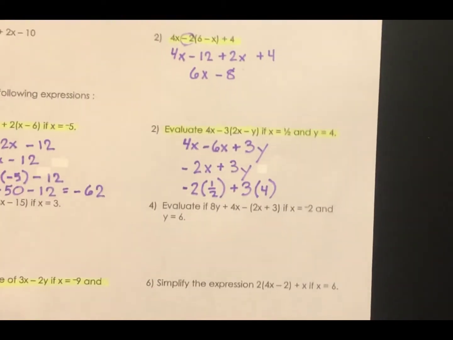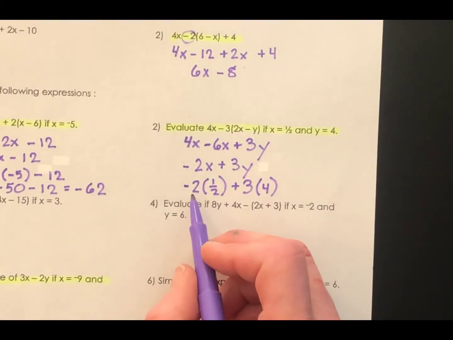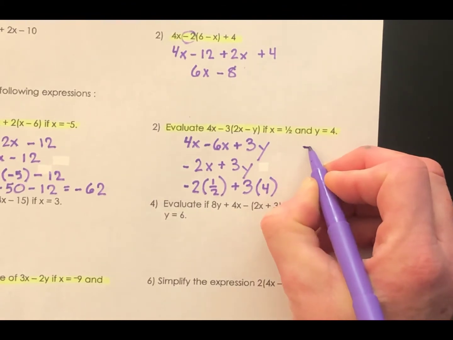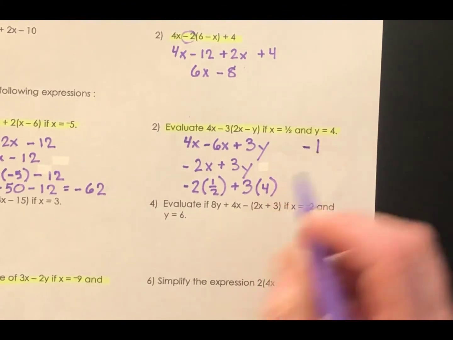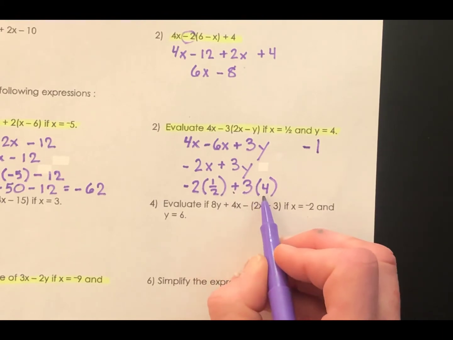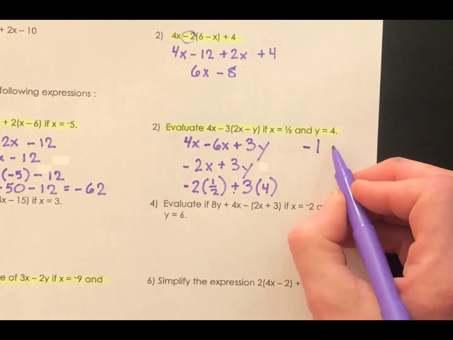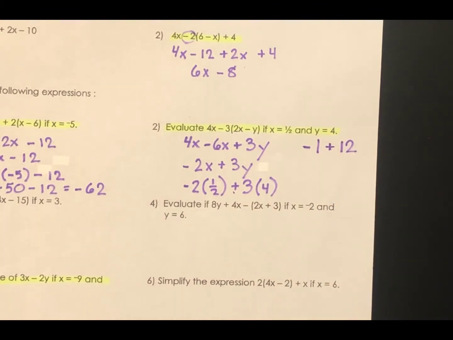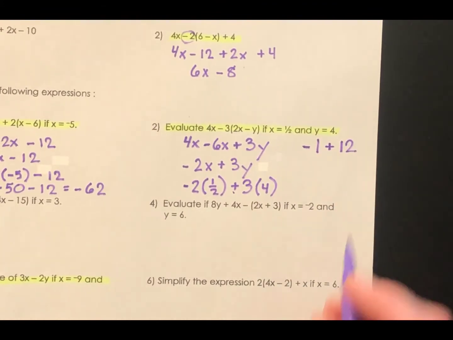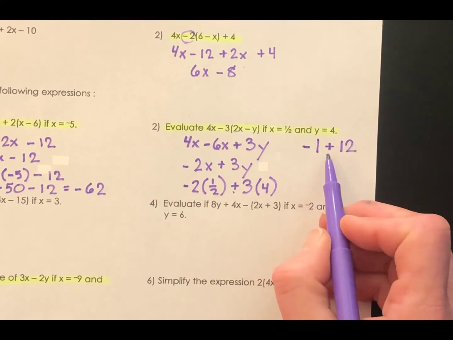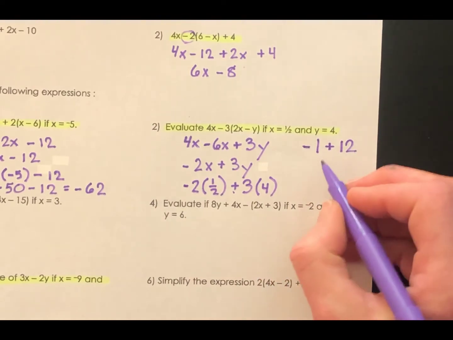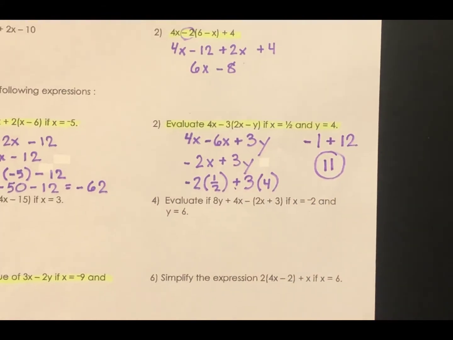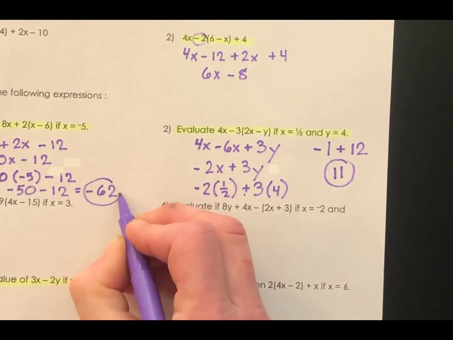So back down here. 1/2 of negative 2 is negative 1. So I'm going to come over here and write it because I ran out of room. Negative 1 plus 3 times 4 is 12. So plus 12. Negative 1 plus 12 is 11. That is my final value. And let me come over here and circle this.